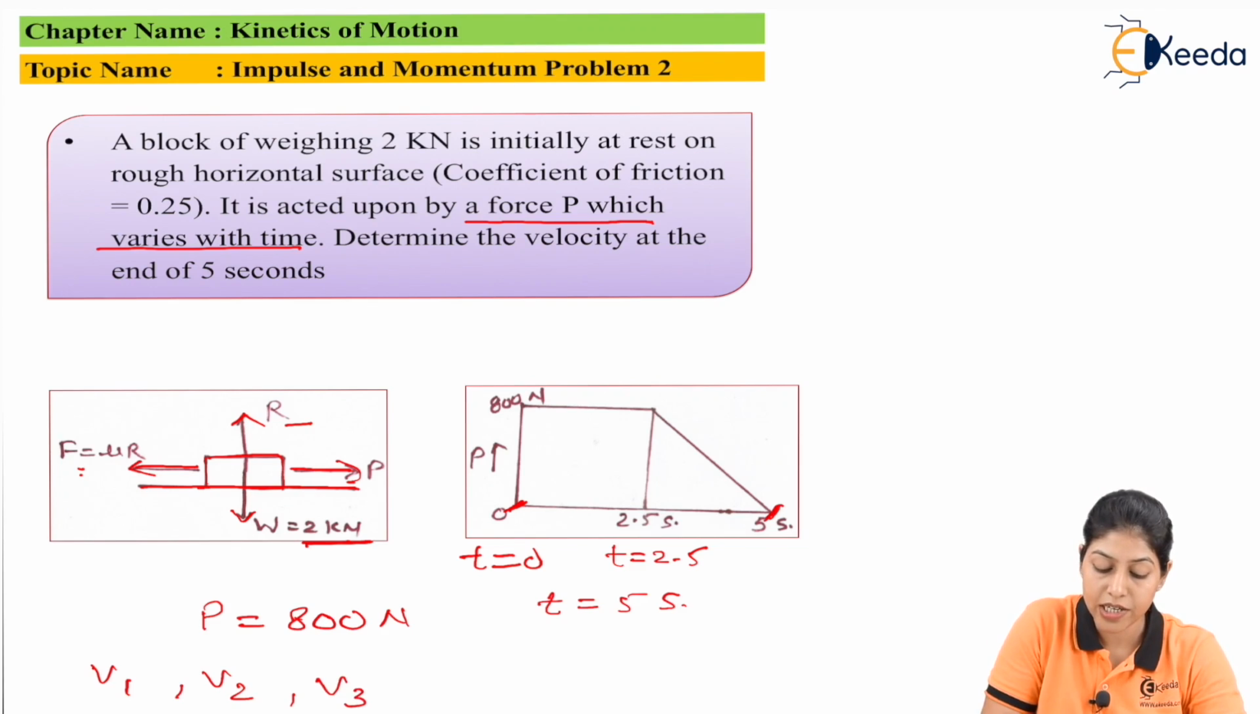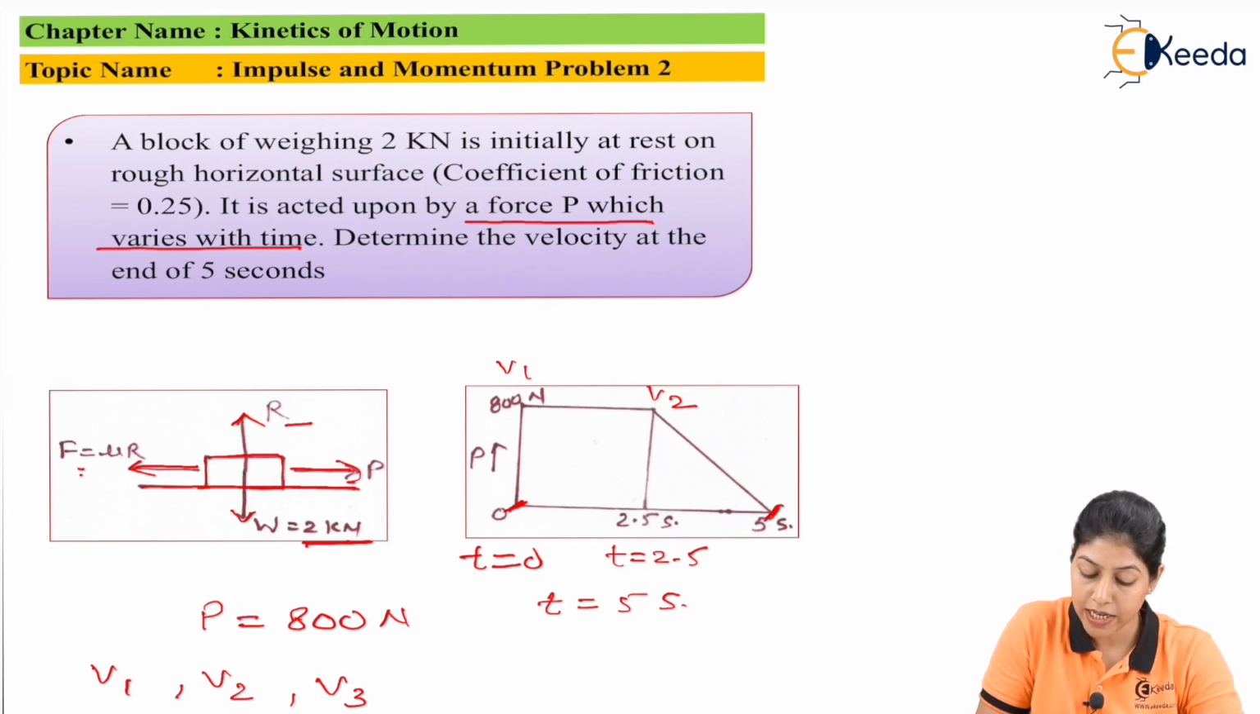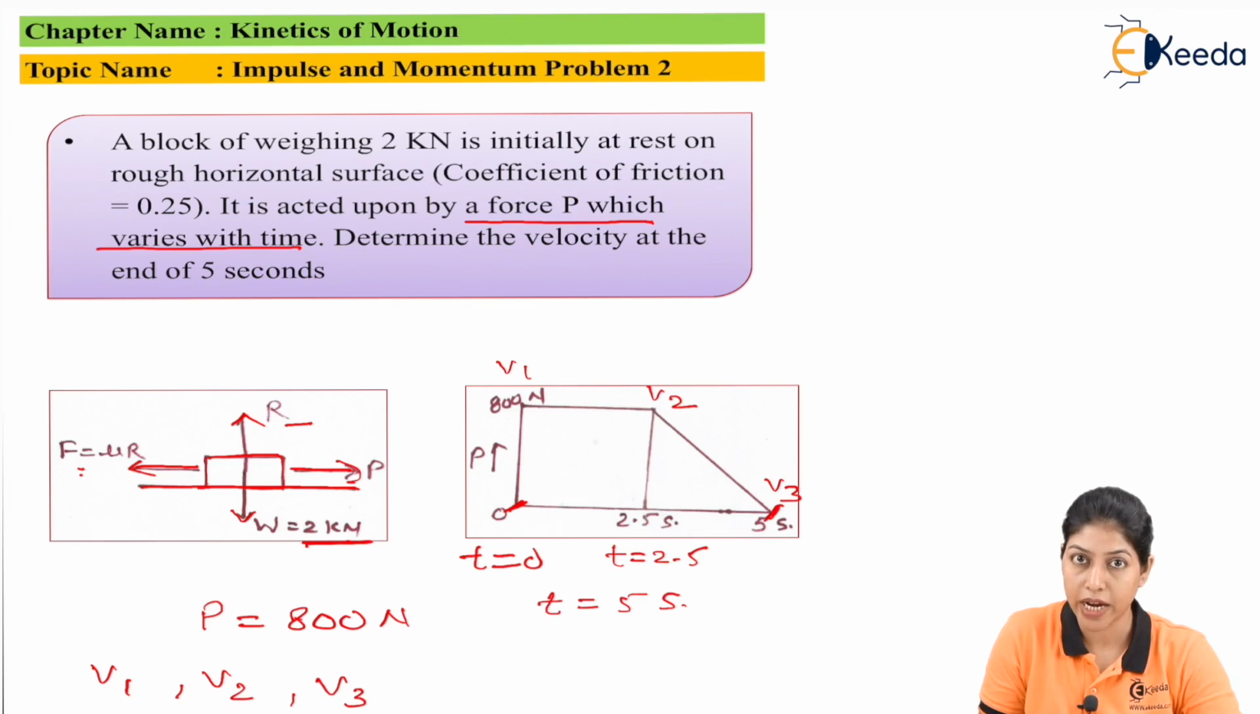At the initial condition, we are considering velocity v1. At the second condition, we can take velocity v2, and at the final condition, we can take velocity v3. So this v3 velocity we have to find out. So let's start the solution for this particular problem. This is the force time diagram. This diagram is representing the force time diagram.